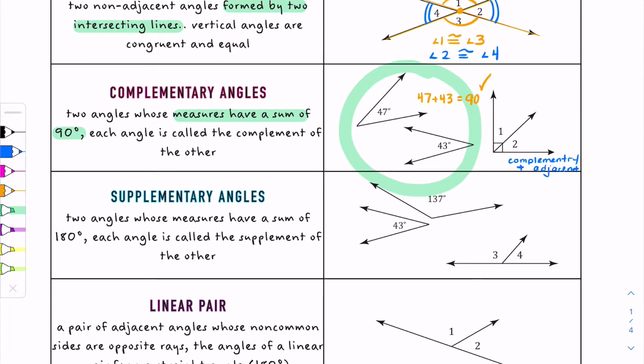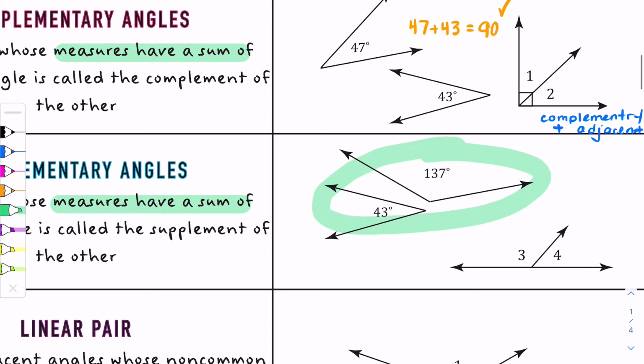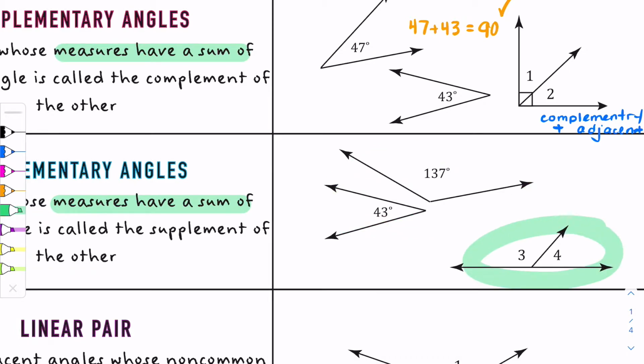Supplementary angles follow the same pattern as complementary, except supplementary are two angles whose measures have a sum of 180 degrees. In this case, each angle is called the supplement of the other. Looking at our model, these here are supplementary but not adjacent because they do not share a common side or a common vertex, but 137 plus 43 does add to 180. This example here is adjacent and supplementary, so they do share a common side and a common vertex. Here's your common side, and of course the common vertex would be here.